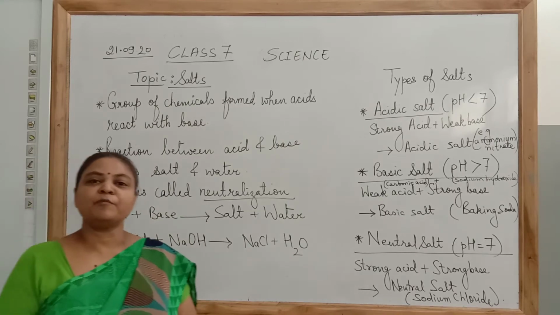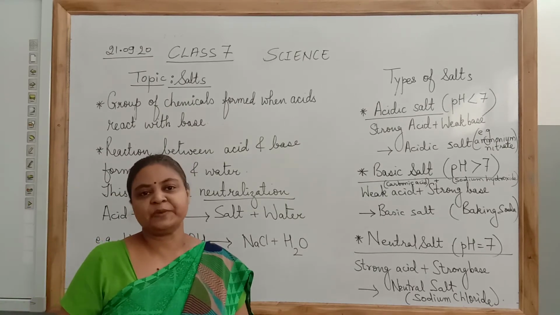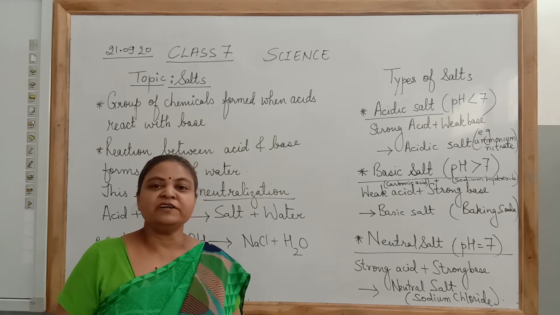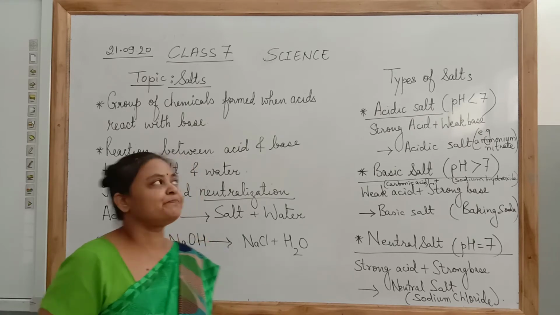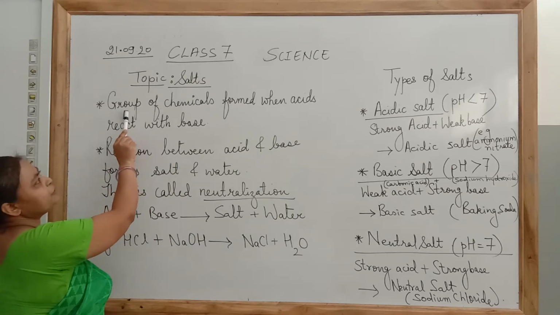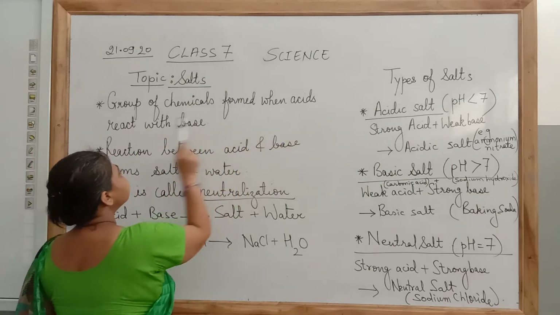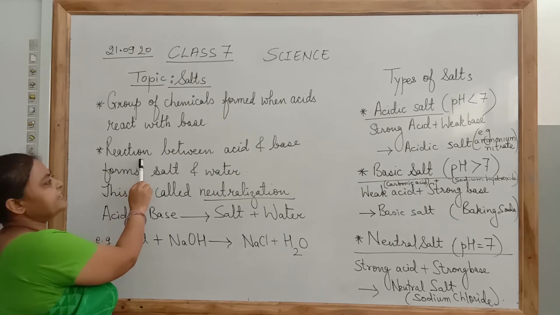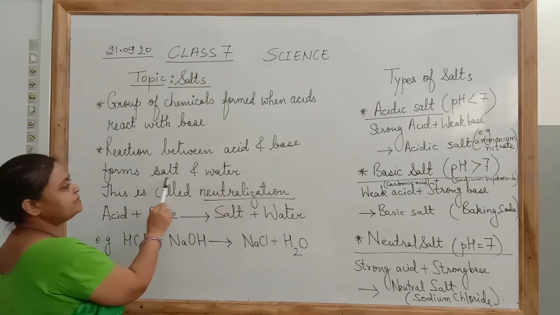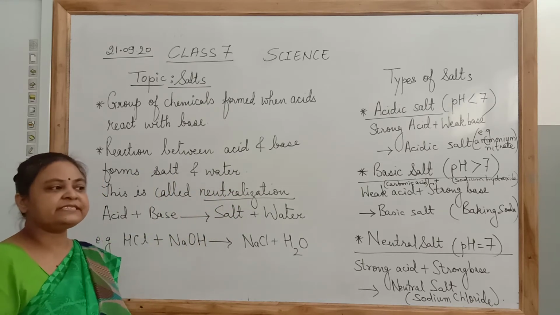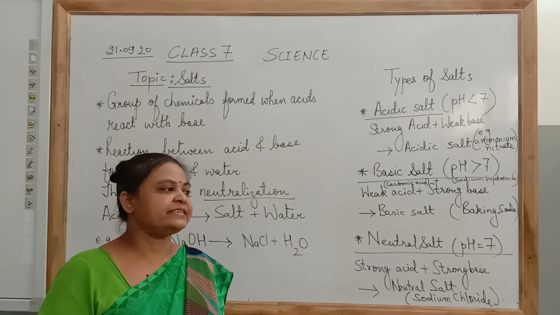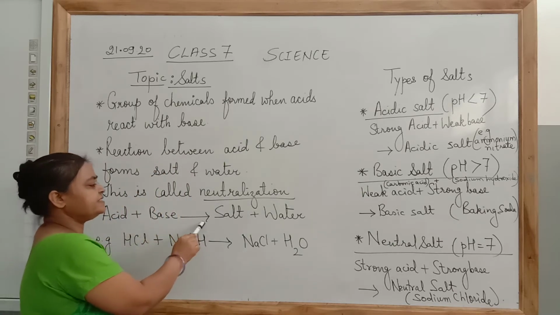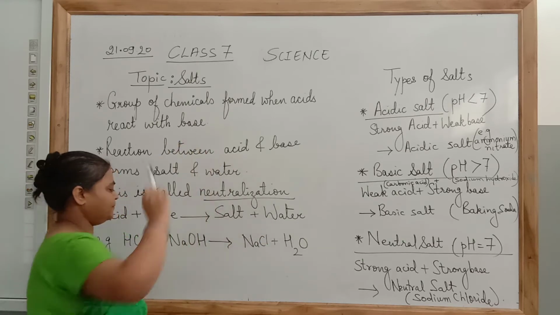Salts are actually formed when an acid reacts with a base. When acid reacts with a base, salt and water are the two products. So, salts are a group of chemicals formed when acids react with bases. That is, reaction between acid and base forms salt and water. This reaction is called the neutralization reaction. So, acid plus base gives salt plus water.